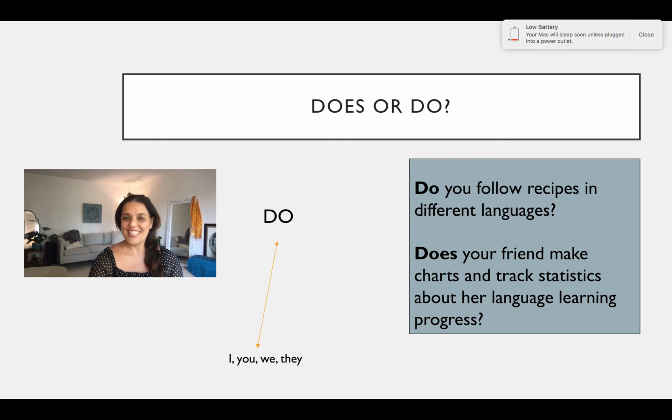If you said do, that's right. When our subject is he, she, or it, we want to make sure to use does. Please notice that the main verb in both of these questions is the base form. There's no S. And in the second question, where our subject is he, she, or it, the S is essentially there, but it's in the do support. Does. You see the S there.